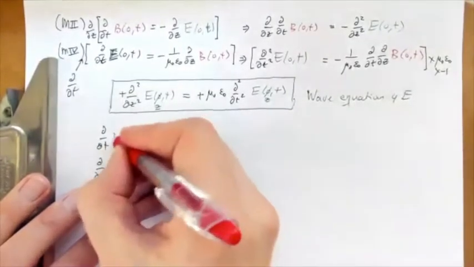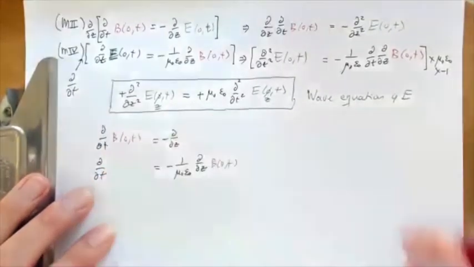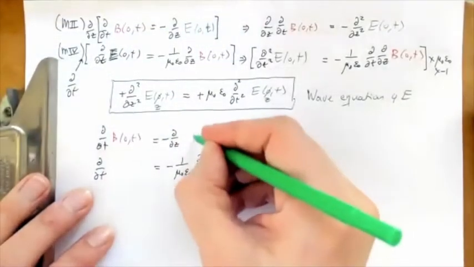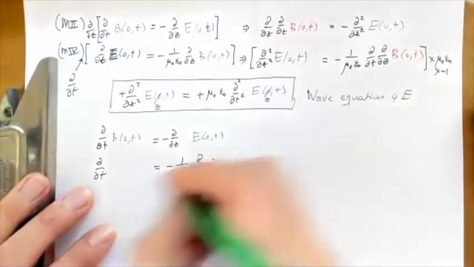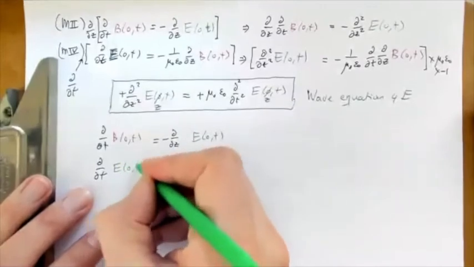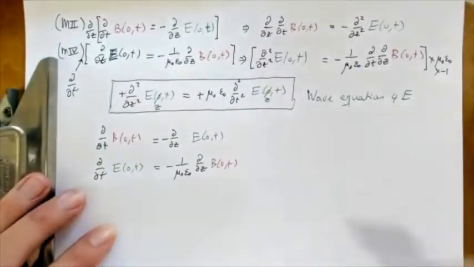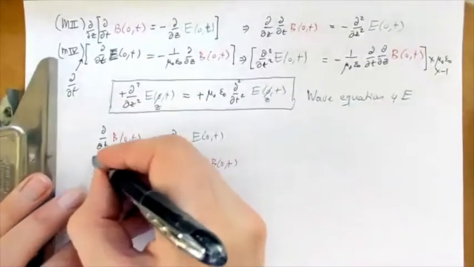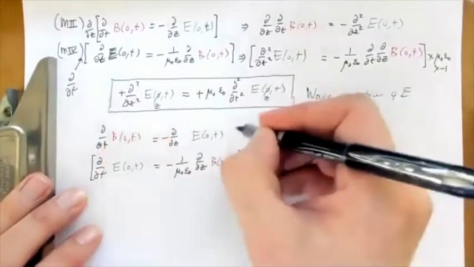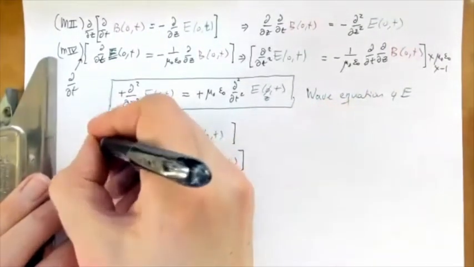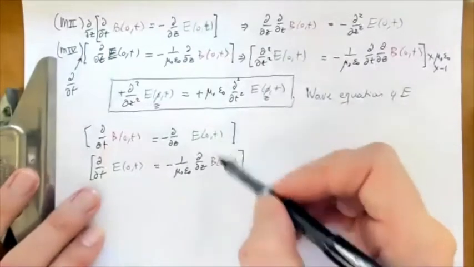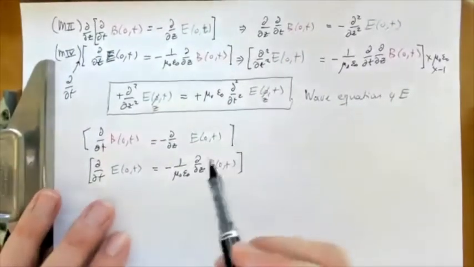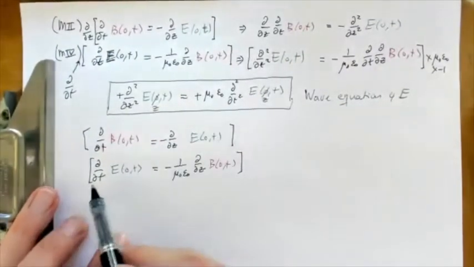This is our B. This is E. And this is E. All right. Now, if we want to eliminate E in favor of B, that means we need to make this derivative look like this derivative.